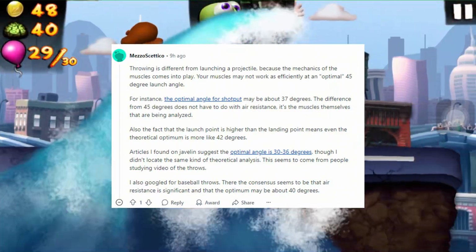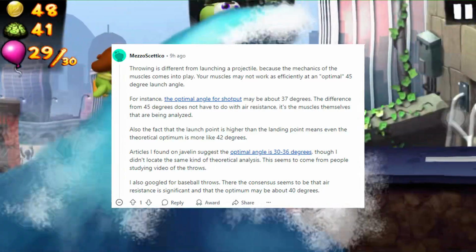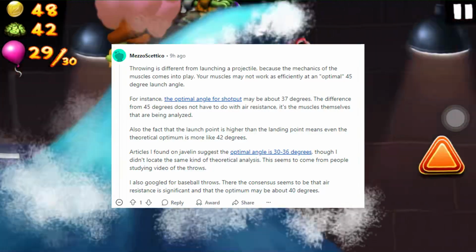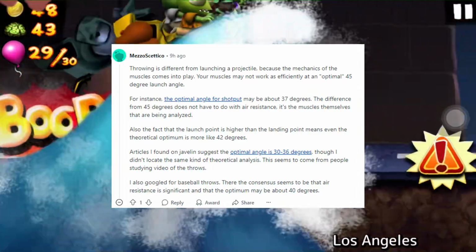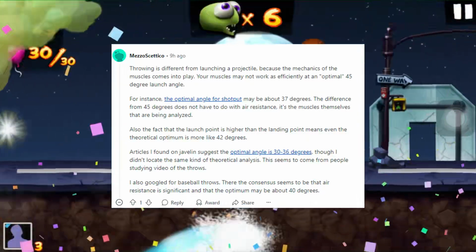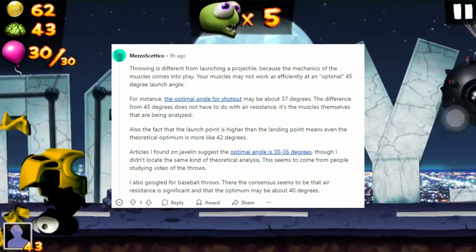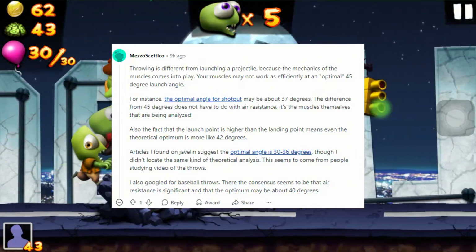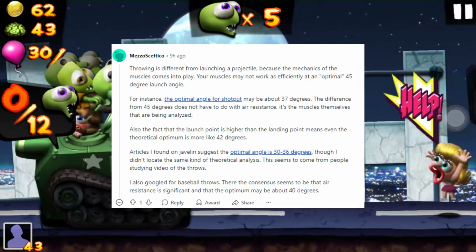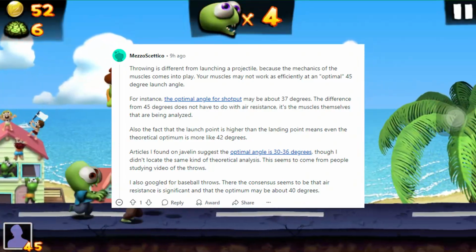Also, the fact that the launch point is higher than the landing point means even the theoretical optimum is more like 42 degrees. Articles I found on javelin suggest the optimal angle is 30 to 36 degrees, though I didn't locate the same kind of theoretical analysis. This seems to come from people studying video of the throws. I also googled for baseball throws. There the consensus seems to be that air resistance is significant, and that the optimum may be about 40 degrees.